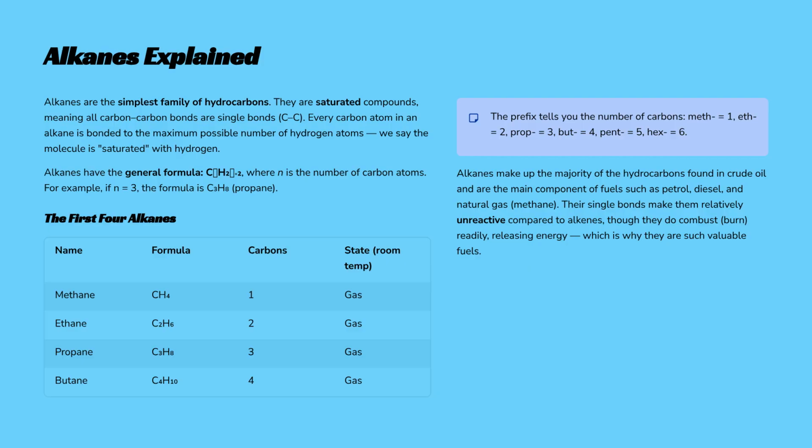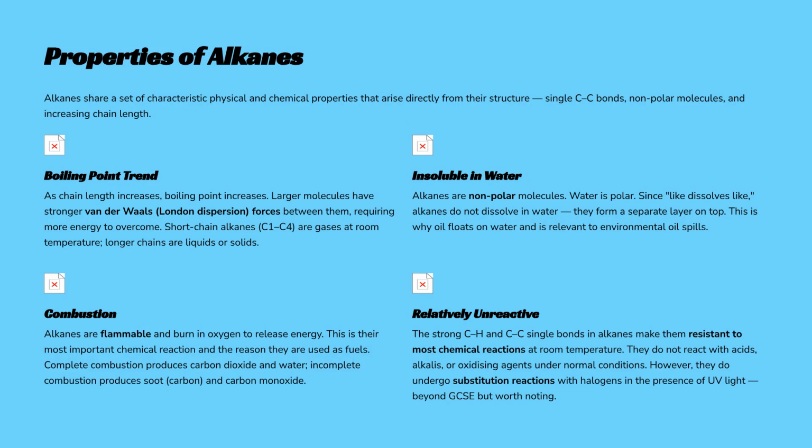Alkanes are the simplest family of saturated hydrocarbons with single C-C bonds and the general formula CnH2n+2. They are the main component of fuels, relatively unreactive due to their single bonds, but combust readily to release energy. Alkanes have several key properties. As chain length increases, boiling point increases due to stronger intermolecular forces. They are insoluble in water as they are non-polar. Alkanes are flammable and burn in oxygen, known as combustion. Their strong single bonds make them relatively unreactive to most chemical reactions.